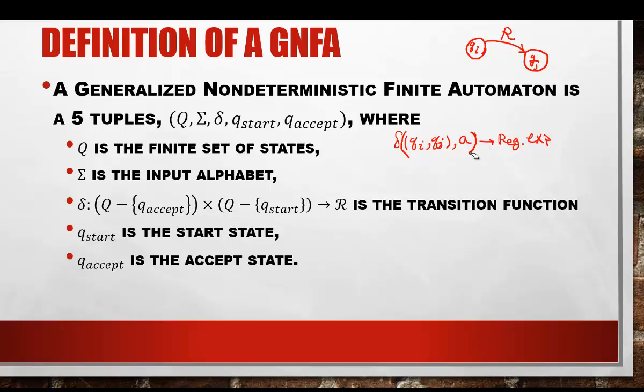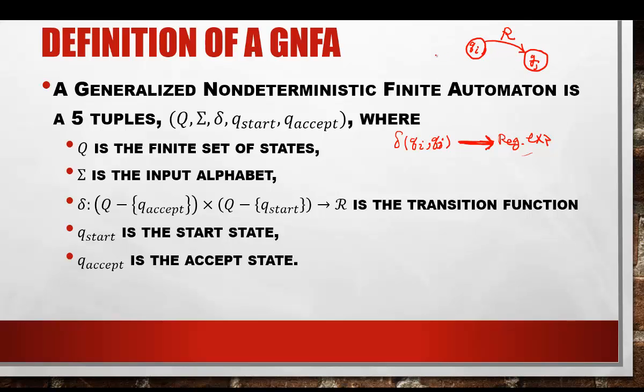Actually, the delta doesn't take the input a, so I stand corrected. You are absolutely right. So delta is in the form of Q sub i, Q sub j, and its output is effectively the label. So notice here, this machine does not read symbols. It basically reads blocks of symbols. And the blocks of symbols are the strings that are created by this regular expression here, and it goes from Q sub i to Q sub j.